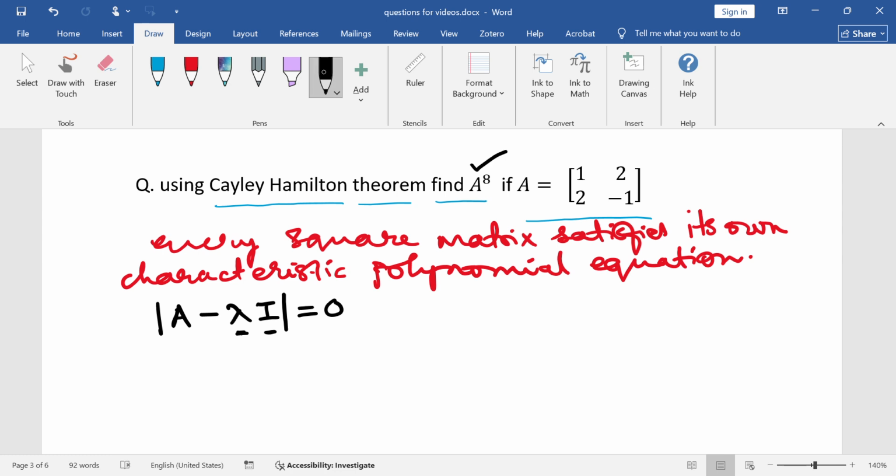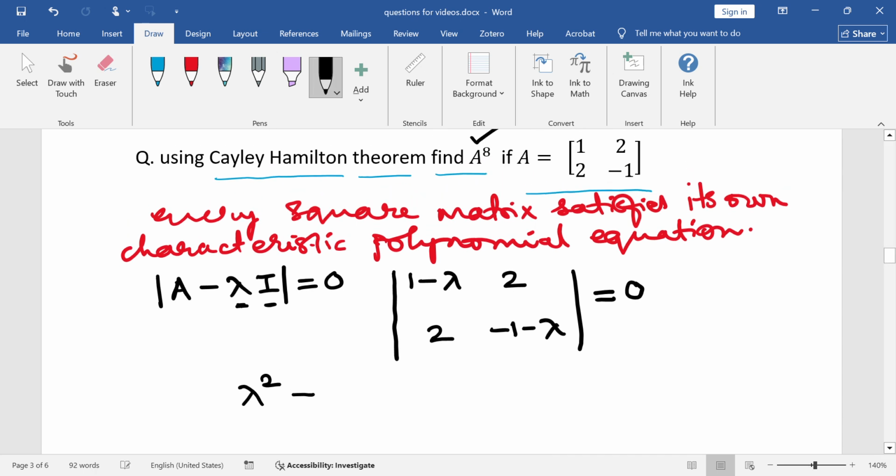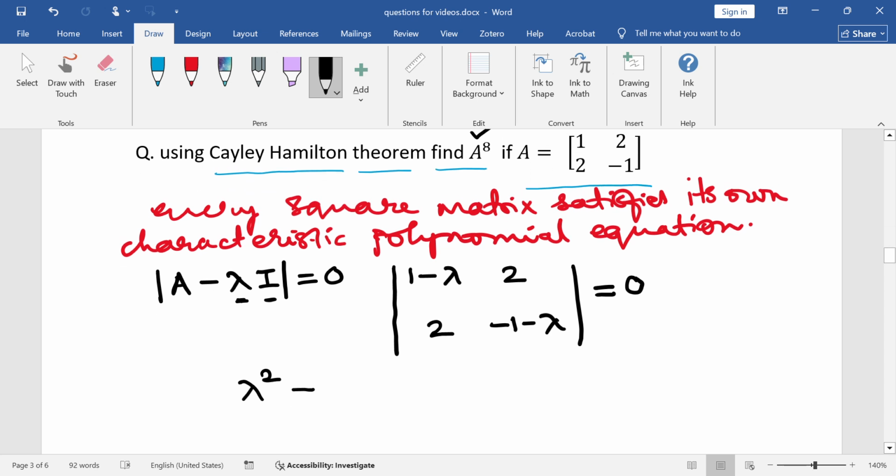So what I will do, I will construct this determinant. You can go to the part 1 video and see how this determinant was constructed. So here I'll just write directly. Okay, and now we are going to expand this particular determinant. So like I said earlier, lambda square minus the trace of A. So trace of A is going to be 0 in this case because minus 1 plus 1 is 0, plus the determinantal value of A.